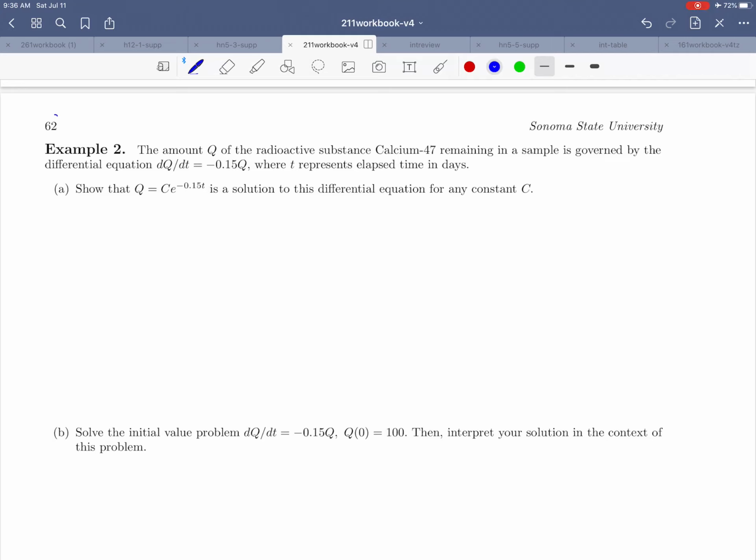Hello, and welcome to page 62 in the workbook. We are looking at example 2, and this is going to be an opportunity to tie together some of the concepts that we've been talking about up to this point. Okay, let's read this together.